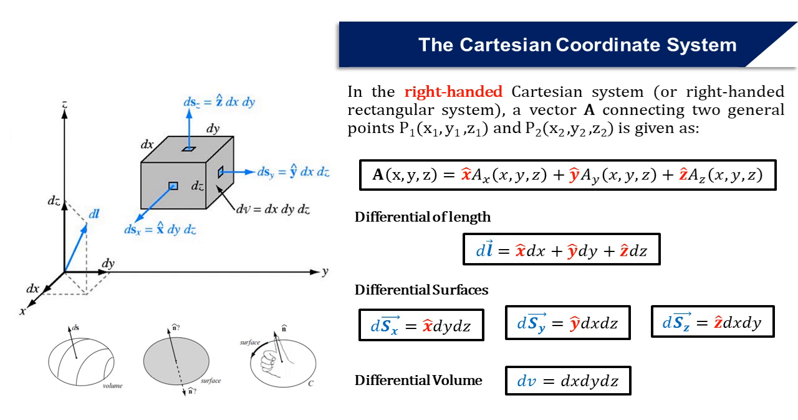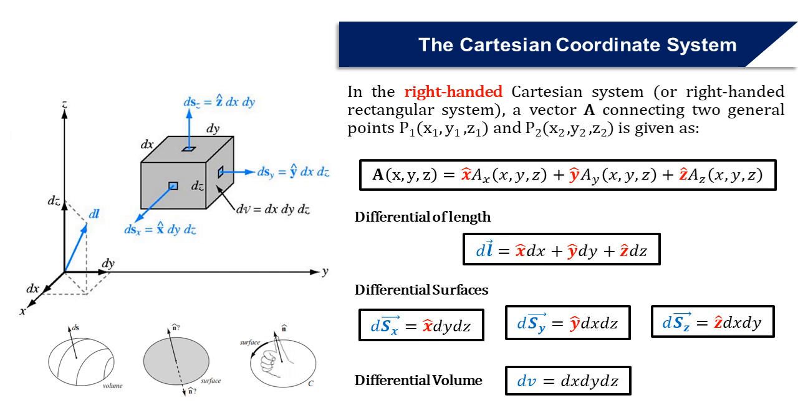Vector field, scalar field. So, the differential surface in the direction of x is equal to x hat dy dz. The differential surface in the direction of y is equal to y hat dx dz, and the differential surface in the direction of z is equal to z hat dx dy.